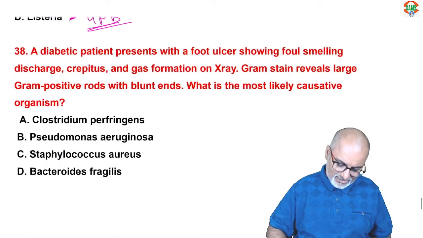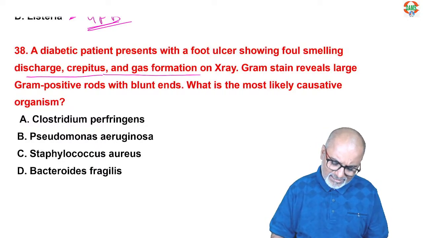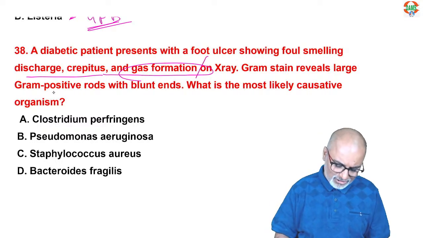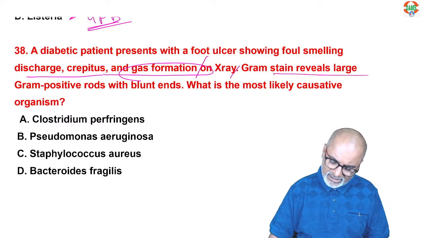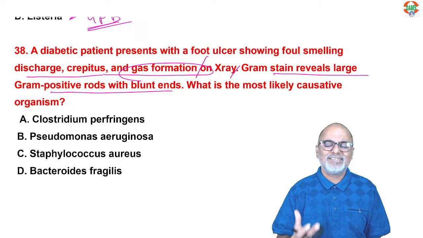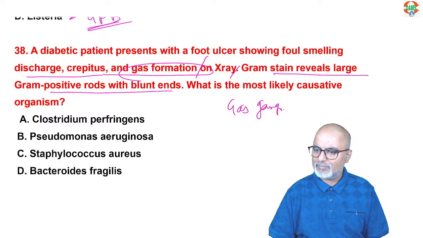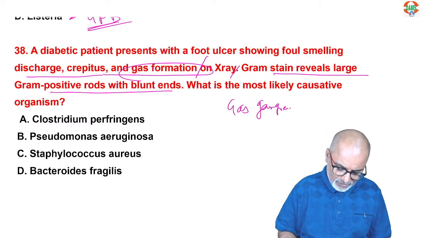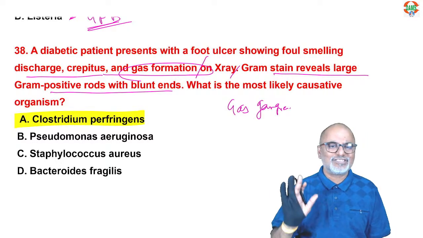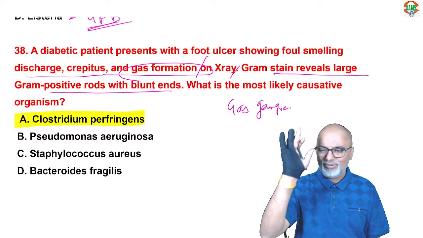Next is a diabetic patient with foot ulcer showing foul smelling discharge, crepitus, gas formation, gas gangrene. On gram stain it reveals gram positive rods. What is the agent? Gas gangrene, gram positive bacilli. Go for Clostridium perfringens, no doubt. After reading the question, immediately the diagnosis should come. Go to the answer.